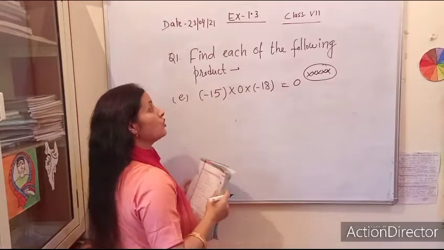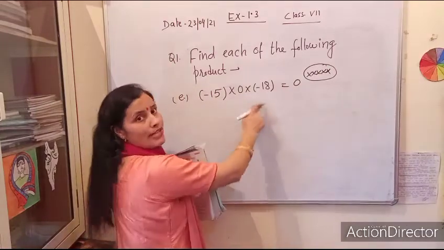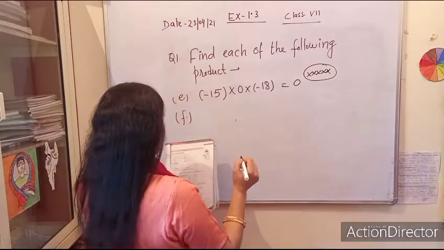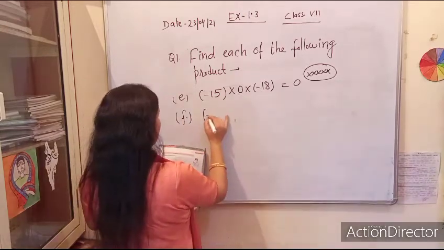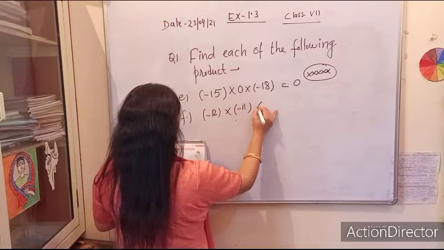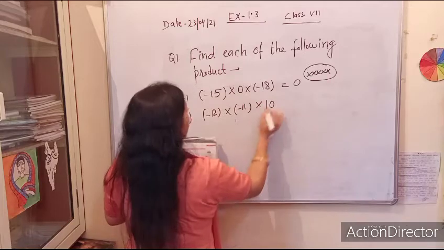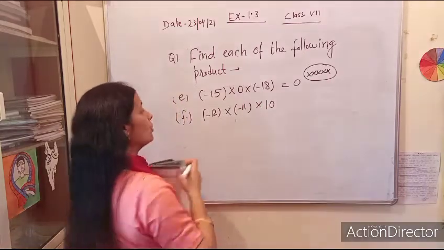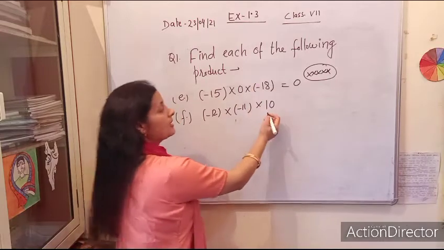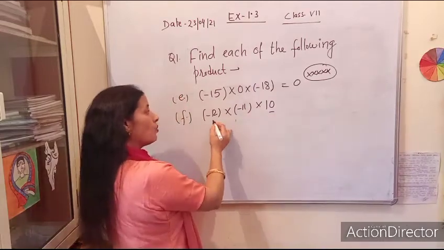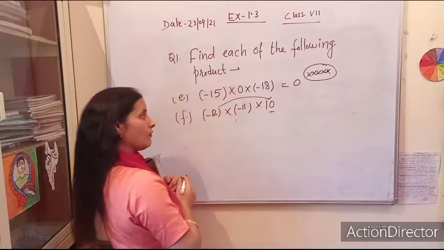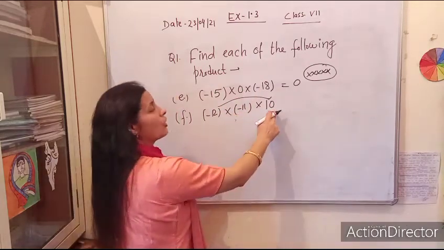There is no need to show any calculation; it is a waste of time. Now come to the F1 part. F is written: minus 12 into minus 11 into 10. It is totally up to you in which way you perform this calculation. Because here is a multiple of ten, you can multiply 12 and 10 first, or minus 11 and 10 first.